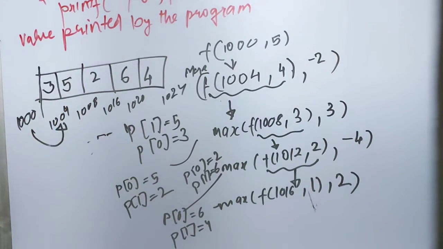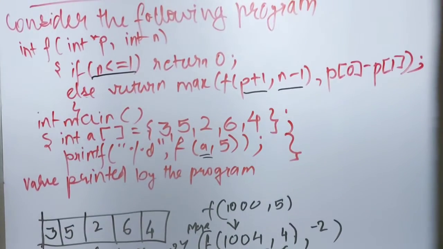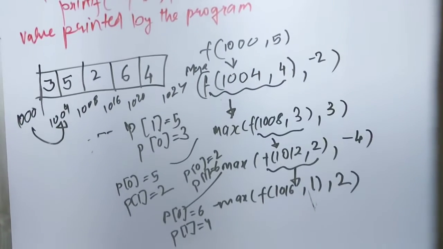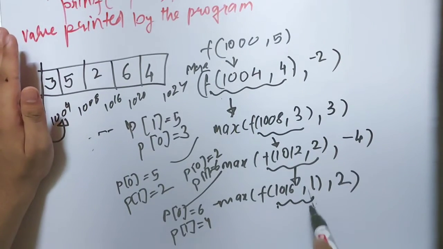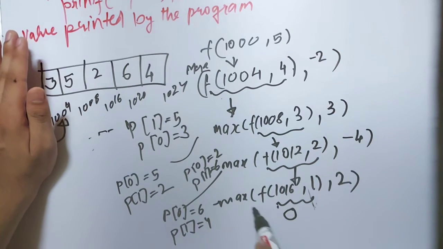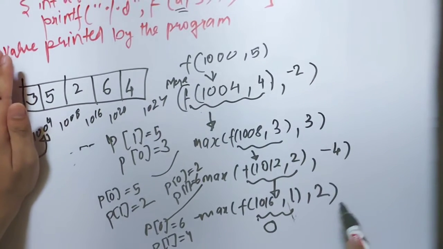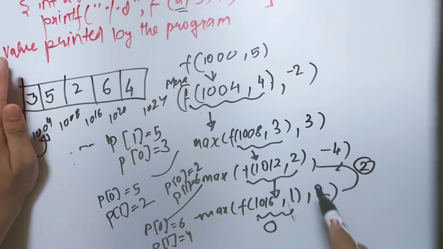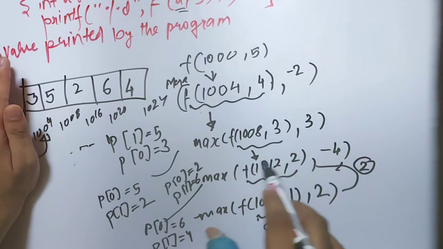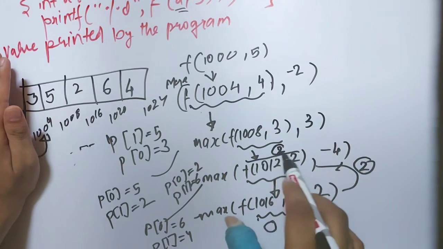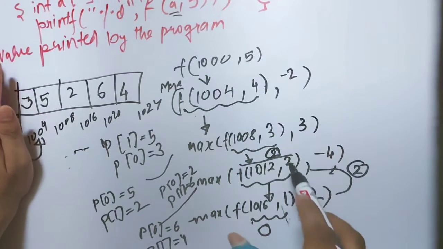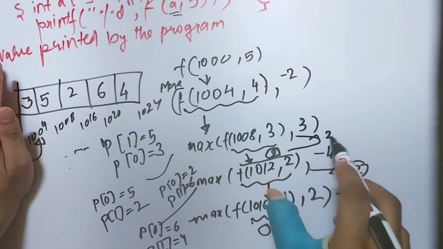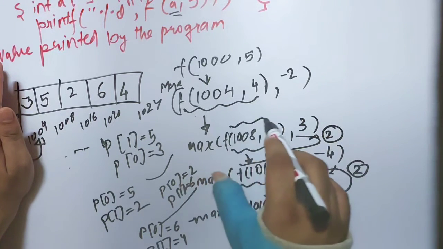Now in this internal function call, n is less than or equal to 1; 1 is less than or equal to 1, this condition is true, so this function will return 0. Okay, and max of 0 comma 2 is 2, so this function returns the value 2. And then 2 comma minus 4, we are calculating the max value, which is 2, and now this 2 is returned here, so this value is 2.